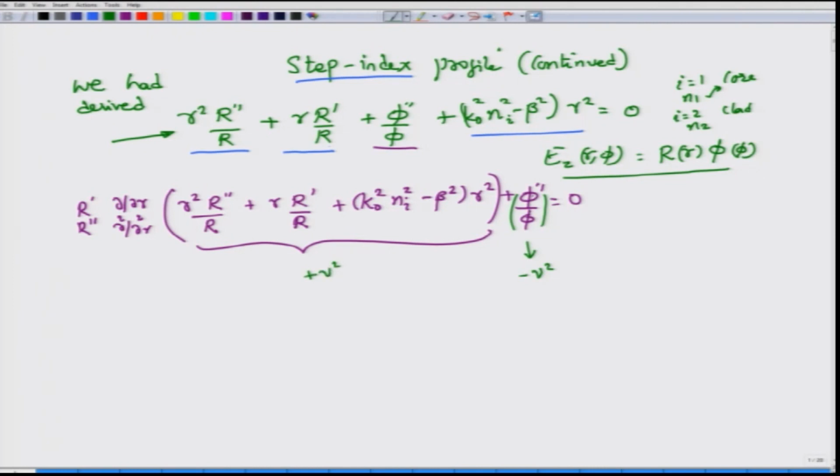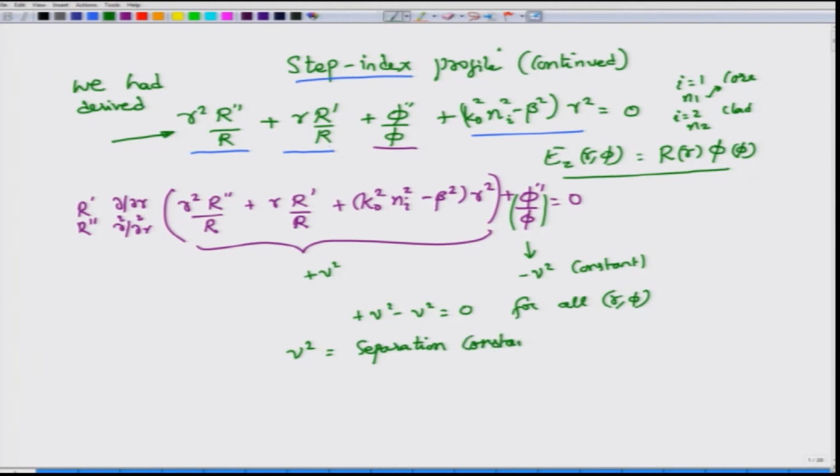So, this phi double prime by phi is equal to some constant, and I have denoted that constant by minus nu square, or plus nu square in case you are looking at the dependence in terms of only the function of r. So, what we are saying is that the term which is a function only of r is equal to a constant, and the term which is a function only of phi is another constant, but with a negative sign as compared to the other one. The reason is that plus nu square and minus nu square sum to 0 for all r and phi, and this nu square is called the separation constant.